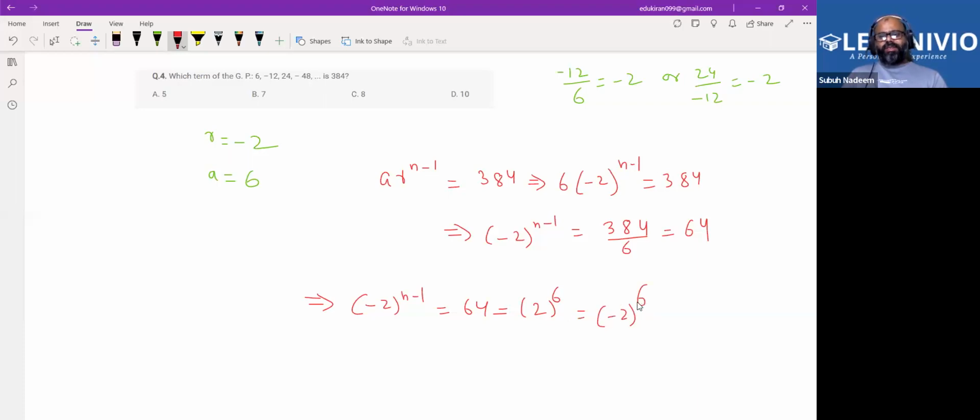Okay, even power is there. So minus to the power even is also plus. Therefore, minus 2 to the power n minus 1 is equal to minus 2 to the power 6, which means n minus 1 equals 6. So n will be 7, not 6. It will be 6 plus 1, which is 7. So the answer will be option B.